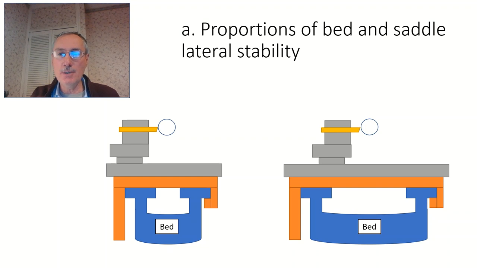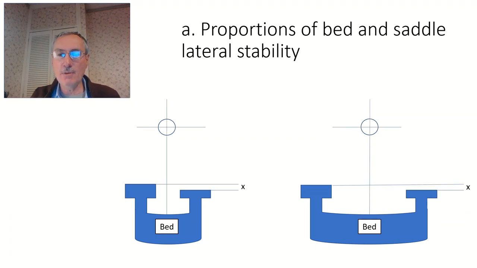Well, of course, it's going to be difficult to ensure that your two ways are perfectly parallel. And even if they do start out parallel, they're going to wear. And let's, for sake of argument, say that there is a wear of X amount, and it's the same on the narrow bed and the same on the wide bed.